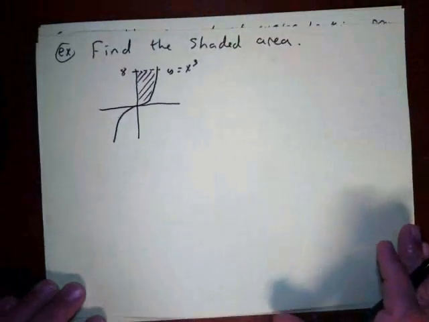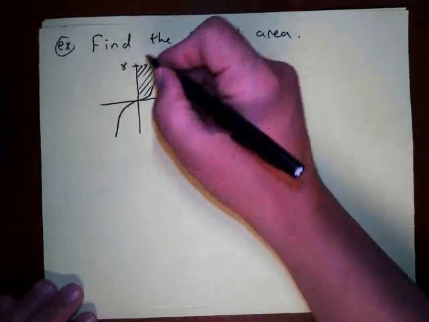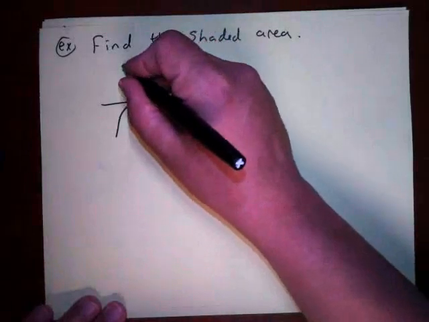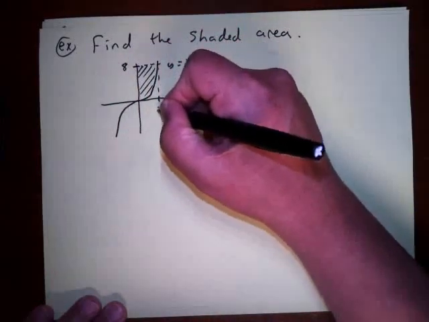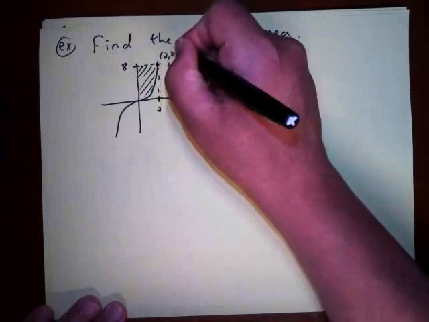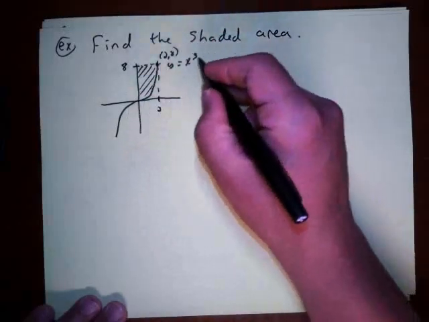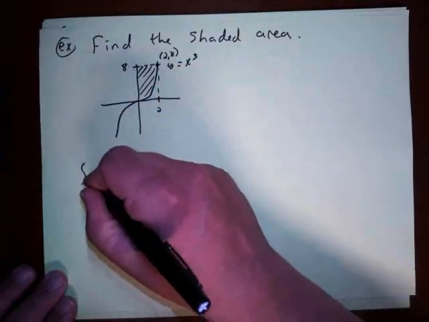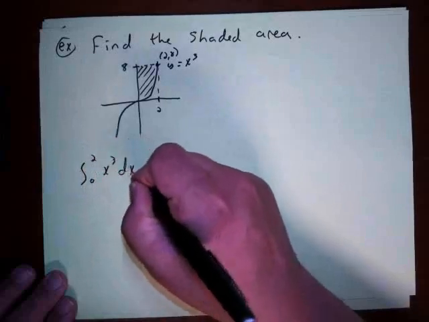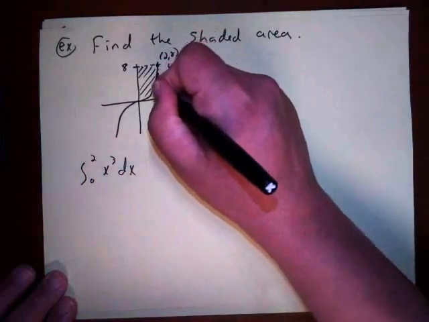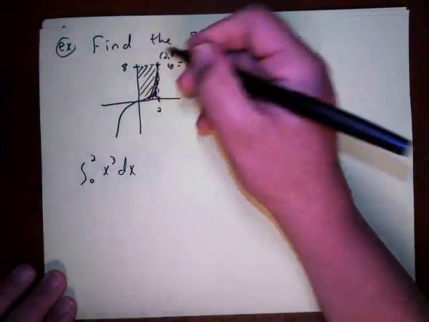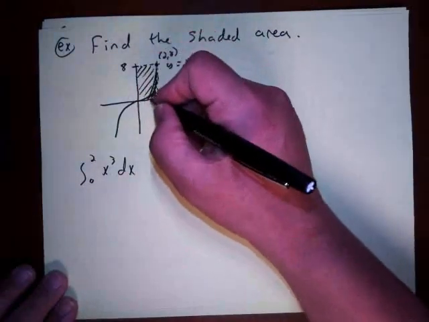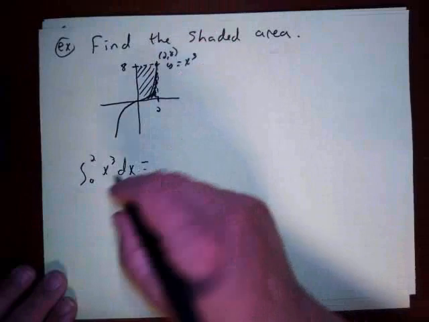And this is finding the shaded area. So what I want to do is find this area here. Now this is 8 up here, so I know that this point would be 2, 8, because this is the curve y equals x cubed. So if I do the integral from 0 to 2 of x cubed dx, that'll give me this area here, right? But I want this area there. So one thing you can do is find the area of the square, right? So find this area here.